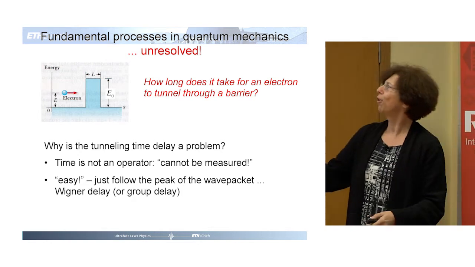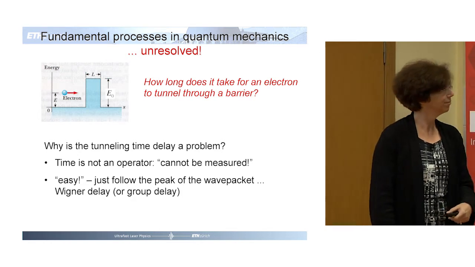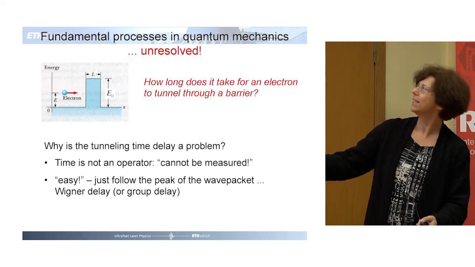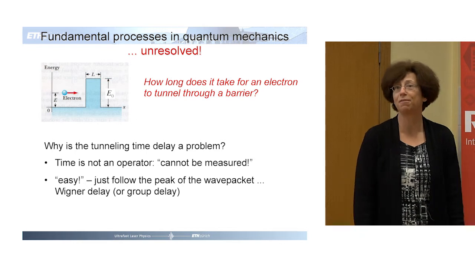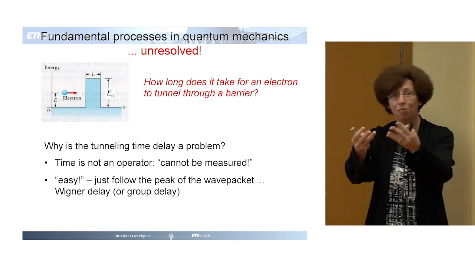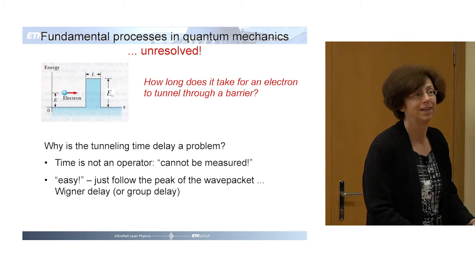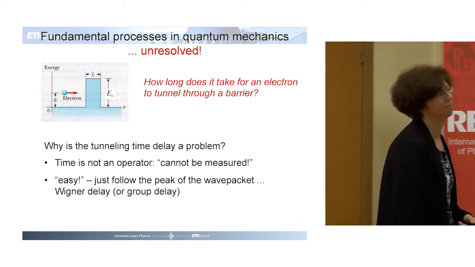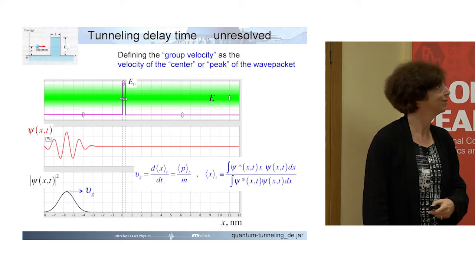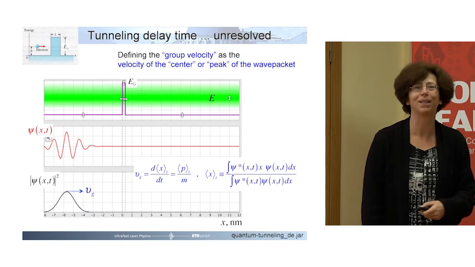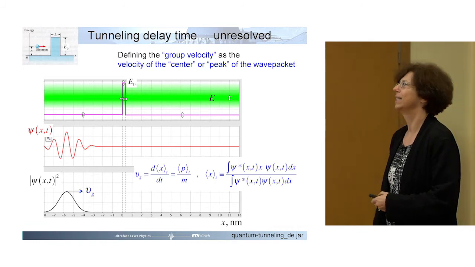Then you have the other side, who say, easy. Just follow the peak of the wave packet. What's the problem? This is then the group delay. People who do ultrafast laser physics know everything about wave packets and the propagation of photon wave packets. So why should there be a problem? Both of these answers are wrong, and this is what I want to explain to you a little bit in more detail.